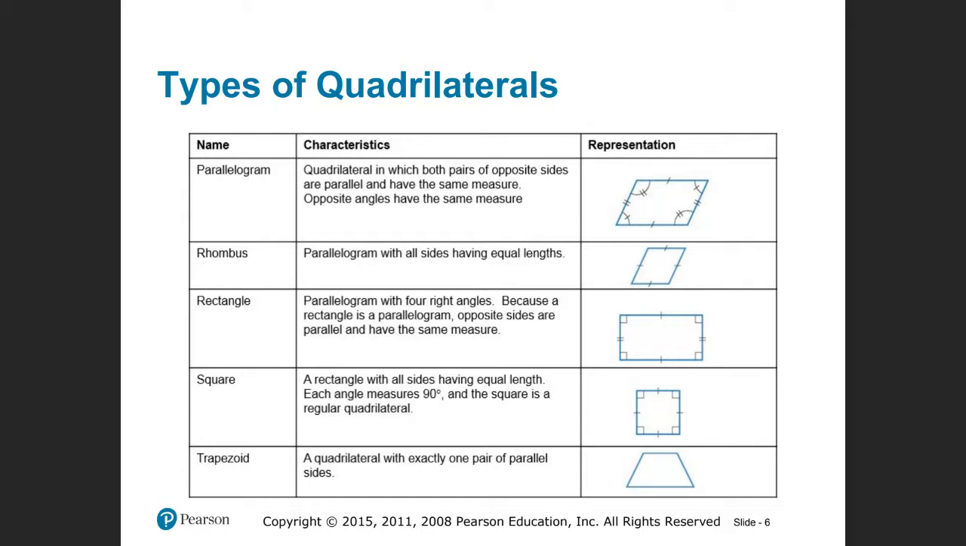A square is a rectangle with all sides equal and each angle measures 90 degrees. The square is a regular quadrilateral because all of the sides are equal. Trapezoid, a quadrilateral with exactly one pair of parallel sides. The other two sides are not parallel.